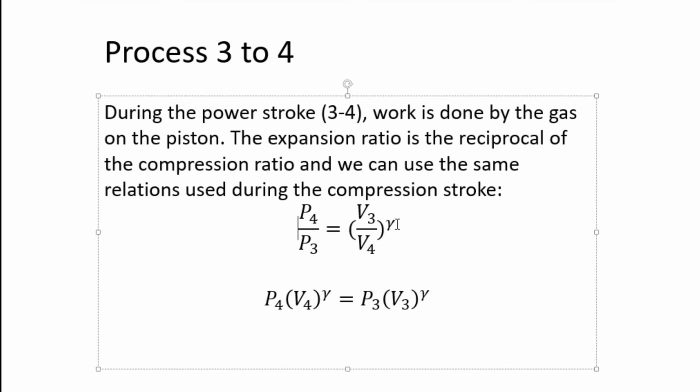this gamma is the specific heat ratio, and this specific heat ratio will be discussed later in detail. So we can write the pressure at state 4 into the volume at state 4 power gamma is equal to pressure at state 3 into the volume at state 3 power gamma.